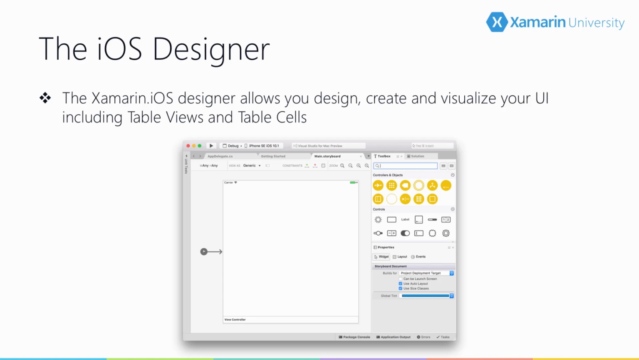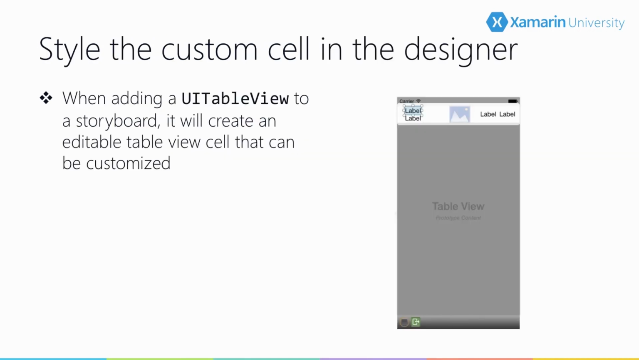The Xamarin iOS Designer gives you the same flexibility to create custom cells with the added benefit of visualizing your custom UI without the need to run the app. When you add a UITableView to a storyboard, it will include a TableView cell that you can customize. You can work either with the default cell styles or create a completely custom cell, which you'll design by dragging and arranging child views in your cell.